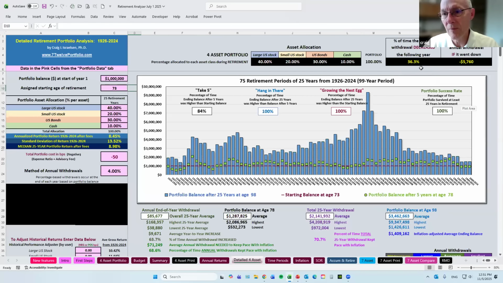So at a 4% withdrawal rate, I want you to look at this number right here: the percentage of time the annual withdrawal decreased the following year. This addresses a retiree's fear, because if you use a percentage method to withdraw money from a retirement portfolio, there will be some years where your withdrawal is reduced. That is true. In fact, over this 99-year analysis, looking at 75 different rolling 25-year periods, we can definitively say that you do have a decreased withdrawal year over year roughly 1/3 of the time.